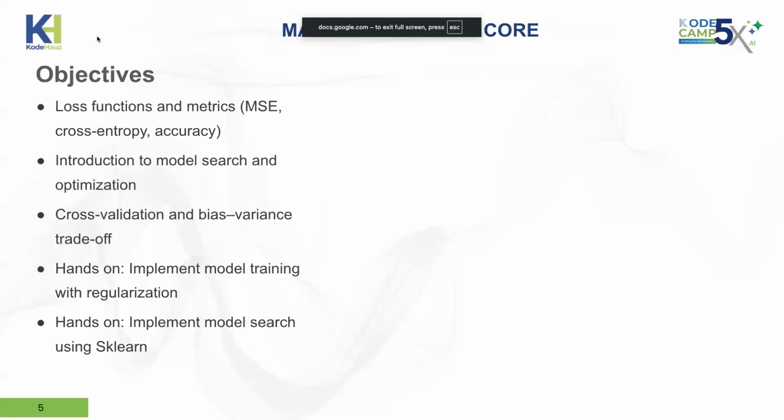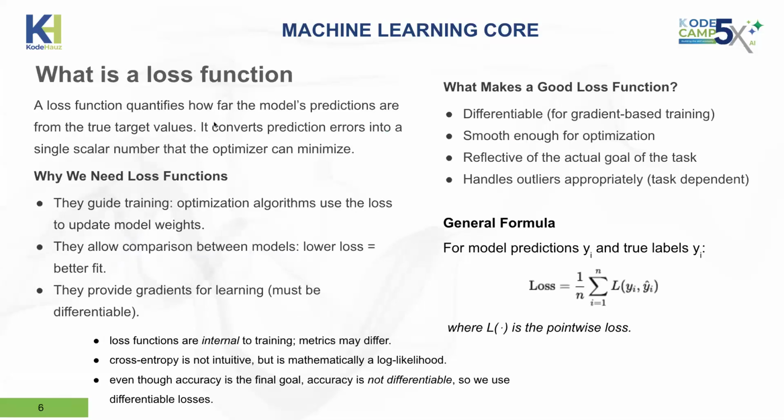Okay, so just as a recap, we talked about loss functions and metrics. We talked about model search and optimization, and we're going to do a bit of hands-on. We talked about cross-validation and the bias variance trade-off. So we are going to do model search with sklearn at the end of it when we have done a bunch of comparisons.